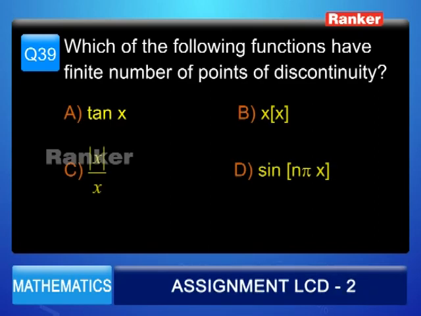Next question. Which of the following functions have finite number of points of discontinuity? Option A, tan x. Option B, x into integral part of x. Option C, mod x by x. And option D, sine of integral part of n pi x.